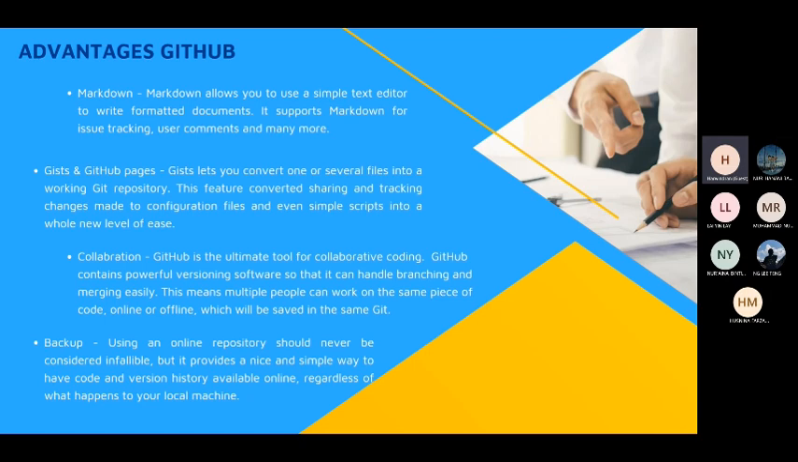Backup. Using an online repository should never be considered infallible, but it provides a nice and simple way to have code and version history available online, regardless of what happens to your local machine. So the code is in GitHub, and you don't need to worry if the code is deleted on your computer, because it is already stored in GitHub, which is online.